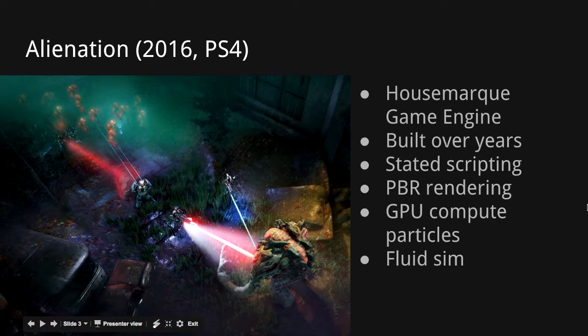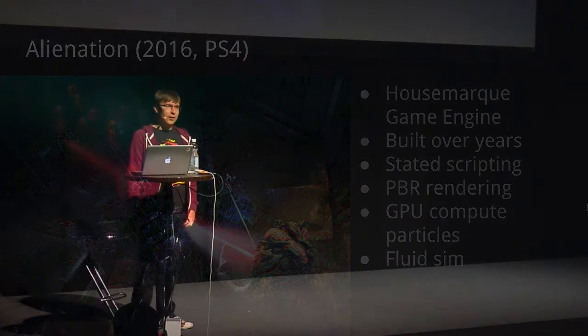As the video shows, the game is a top-down 3D shooter with twin-stick shooting gameplay. And we are using our own Housemarque game engine, which doesn't really have any name. It's just the Housemarque game engine. We have been building it over the years, and almost all of our games are using the same engine. But with Alienation, we created many new components for the engine. One of the biggest ones for me was the state scripting engine, which is the scripting language and engine I used to create the gameplay for the game.